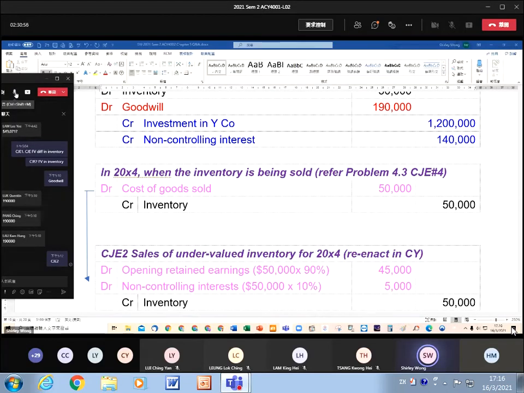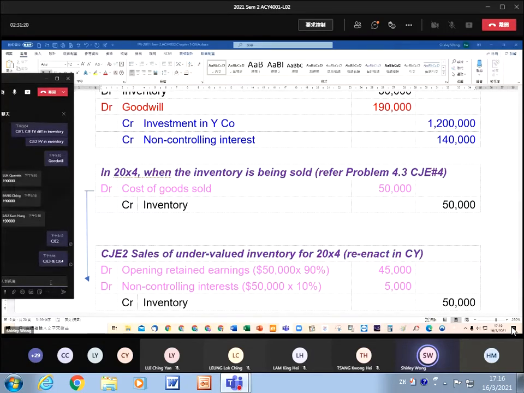Okay, see if you have any questions regarding CJE1 and CJE2. Always remember how to handle CJE2 because we have already come across it in chapter 4. Next, I will give you another 5 minutes to prepare CJE3 and CJE4. They relate to upstream transfer of fixed asset. There is a transfer of fixed asset, so you need to think about 2 entries. One is how to reverse the profit on sales. Second, how to handle the excess depreciation. So another 5 minutes for you to handle CJE3 and 4 now.